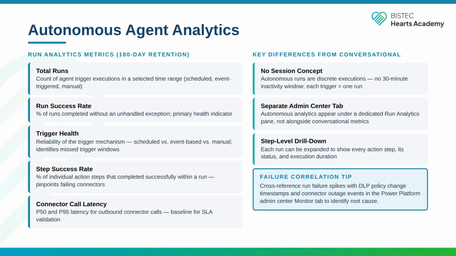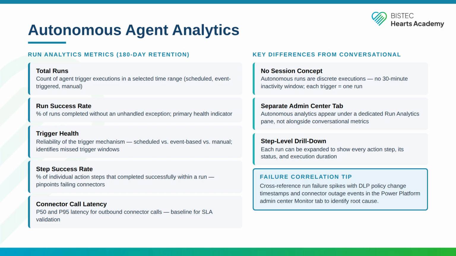Run success rate is the primary health indicator, the percentage of runs that completed without an unhandled exception. For production financial workflows, a run success rate below 99% warrants investigation. The diagnostic path starts with step-level drill down.